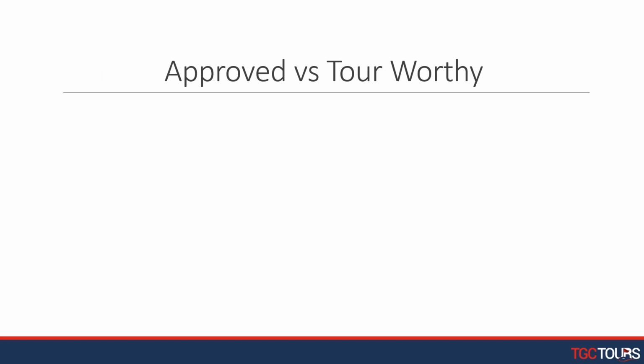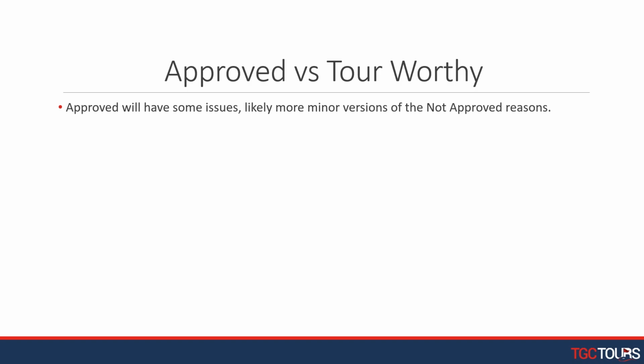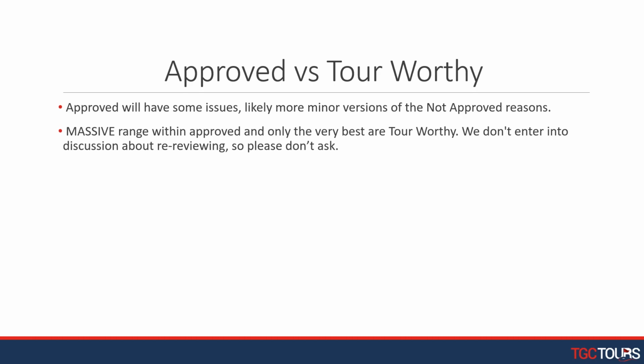Finally, a little bit on the distinction with the approved versus tour-worthy label. Approved will have some issues. They're likely more minor versions of the ones that you've seen in not approved, so it will be minor sculpting, minor surfacing, etc, etc. There's a huge range within approved.